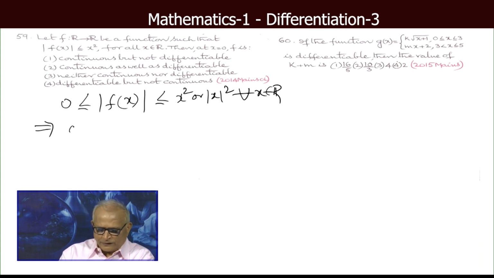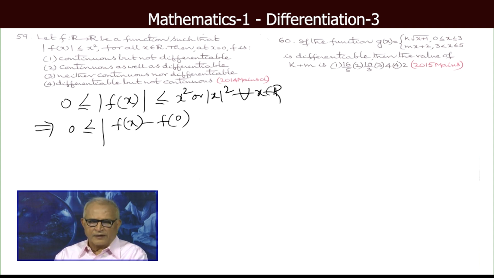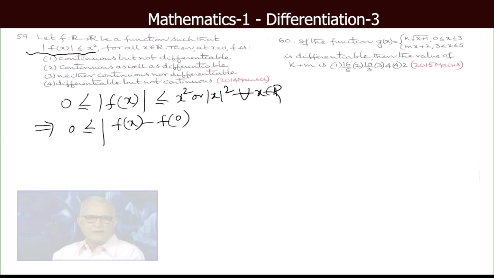This implies 0 is less than or equal to |f(x) minus f(0)|, where f(0) is 0. Why? Observe that f(0) is 0. Why? Because |f(0)| is less than or equal to 0. When you put x equal to 0, because that is true for all real x, |f(0)| is less than or equal to 0. But |f(0)| cannot be negative. So the only choice is that |f(0)| equals 0.